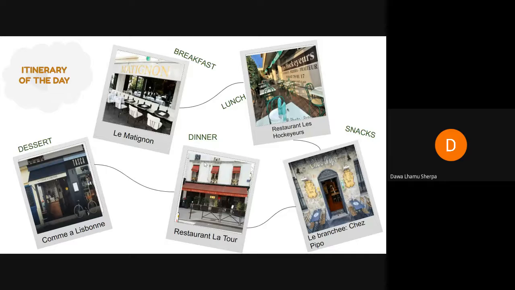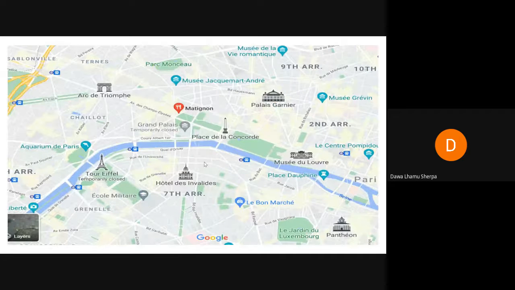For breakfast, we went to Le Matignon in Paris. For lunch, we went to restaurant Les Hockeyeurs in Montpellier. For snack, we went to Chess People Bavastro in Nice. For dinner, we went to restaurant Le Tour in Versailles. And for dessert, we went to Come a Lesbone at Lesbone. Moving on. I would like to call Ms. C.D. Hangma to continue this presentation.